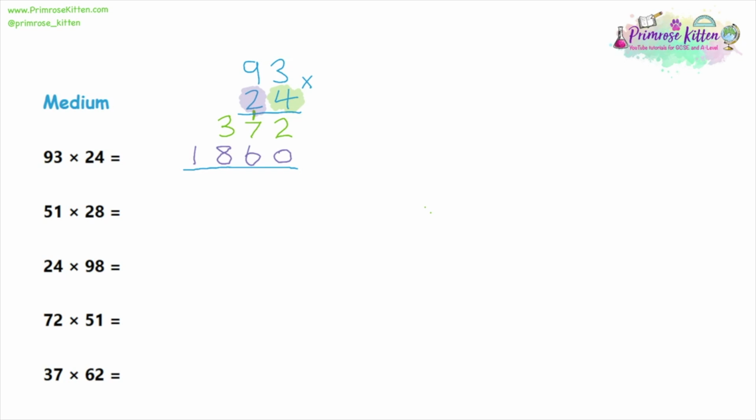So as usual, units column first, 2 plus 0 is 2. Then the tens column, 7 plus 6 is 13, carrying the 1. Then the hundreds column, 3 plus 8 is 11, plus 1 we carried is 12, carry the 1. Then the thousands column, 1 plus the 1 we carried is 2. So our final answer is 2,230.